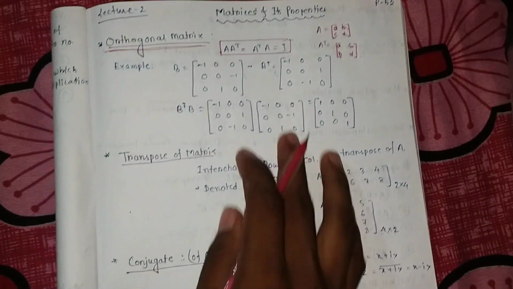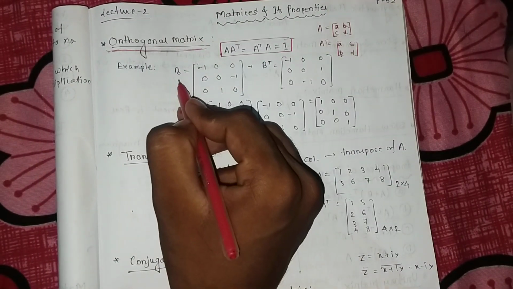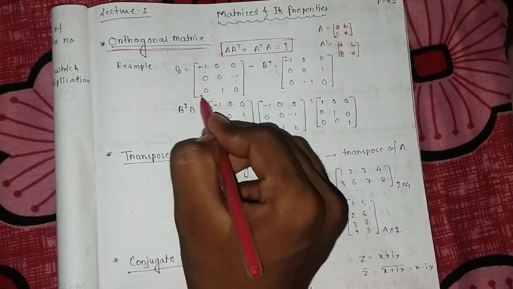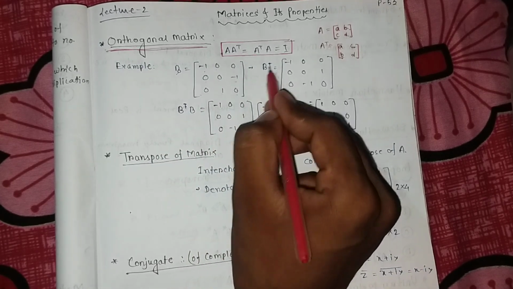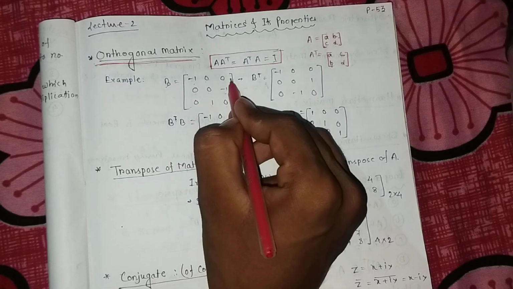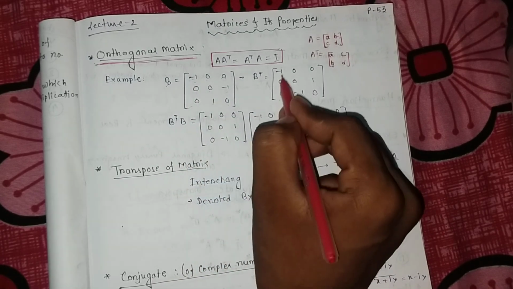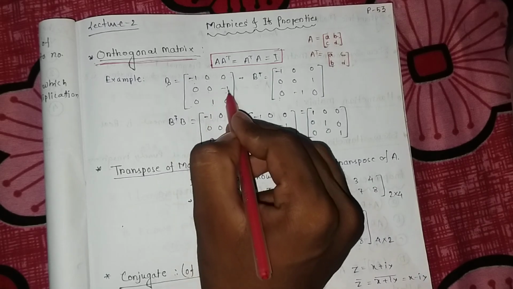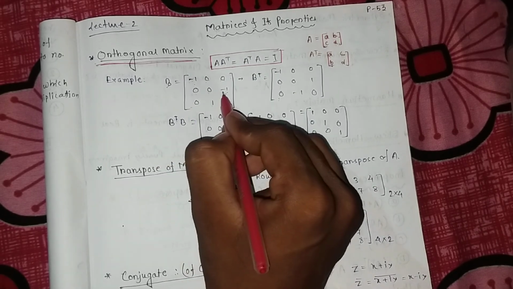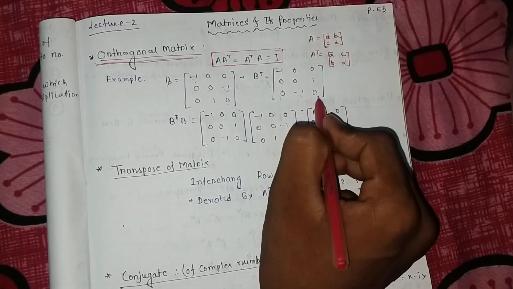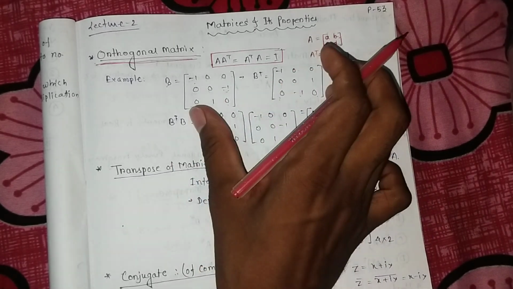Okay. Now you can take an example where B is minus 1 0 0, 0 0 minus 1, 0 1 0. So B transpose: minus 1 0 0 is in the first row, so you have to write it in the first column, so minus 1 0 0. 0 0 minus 1 is in the second row, so you have to write it in the second column, 0 0 minus 1. Similarly 0 1 0. So B and B transpose we have written.